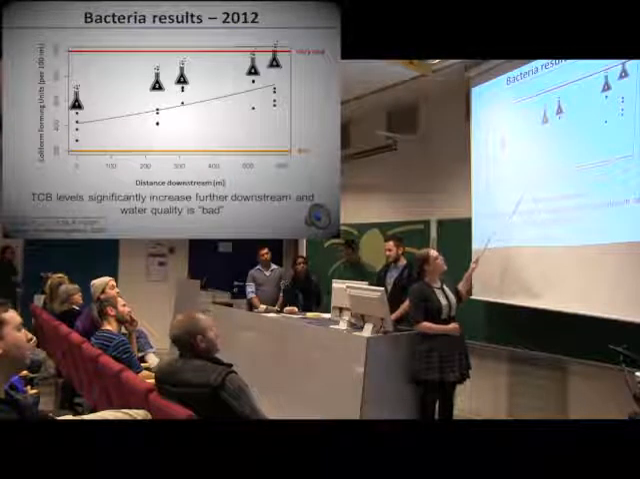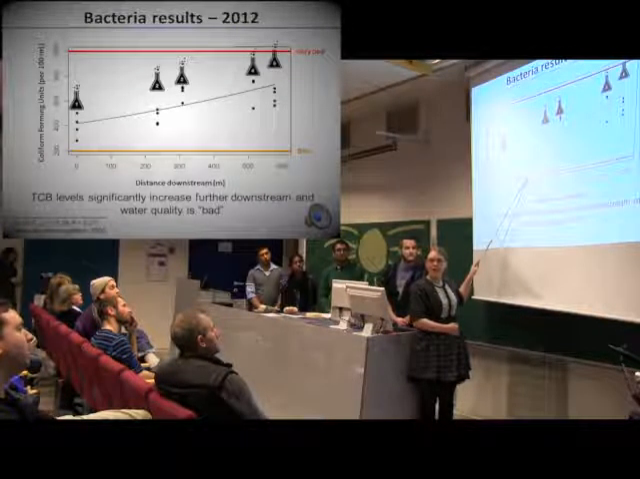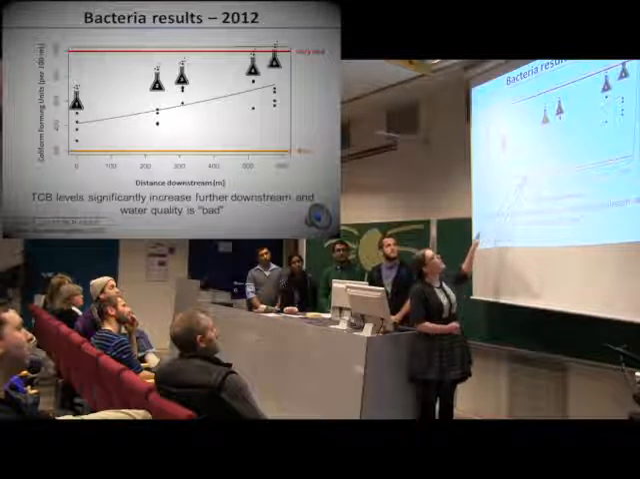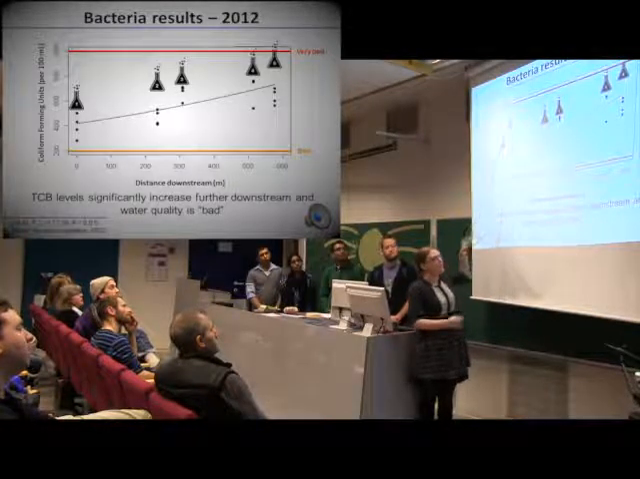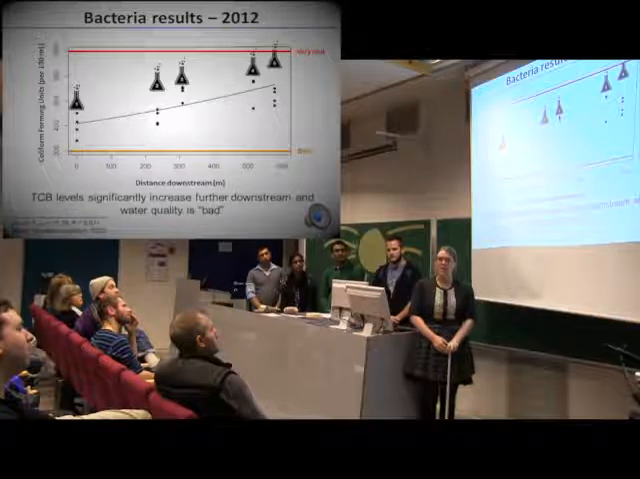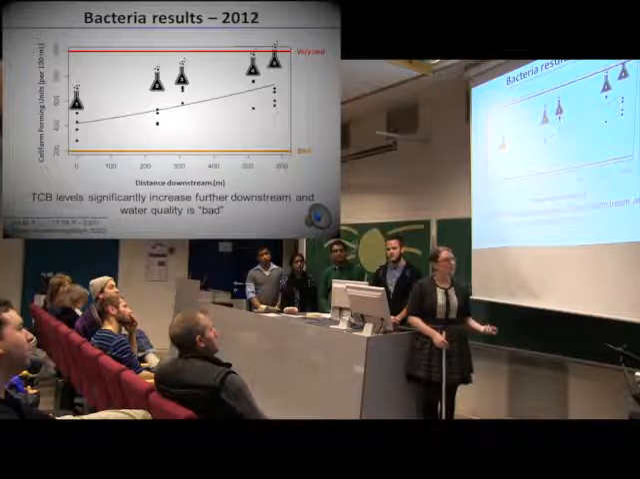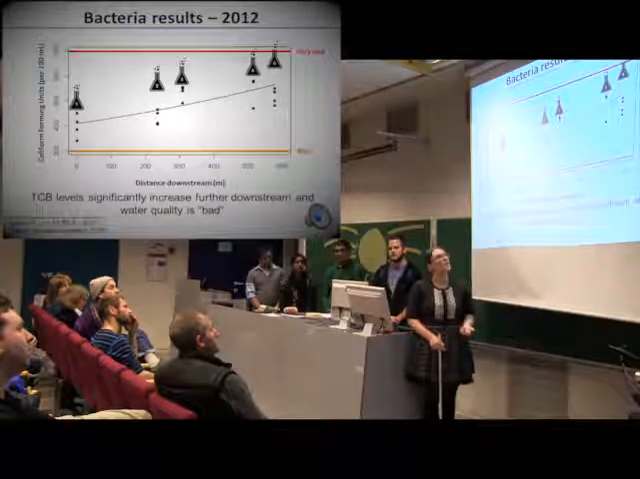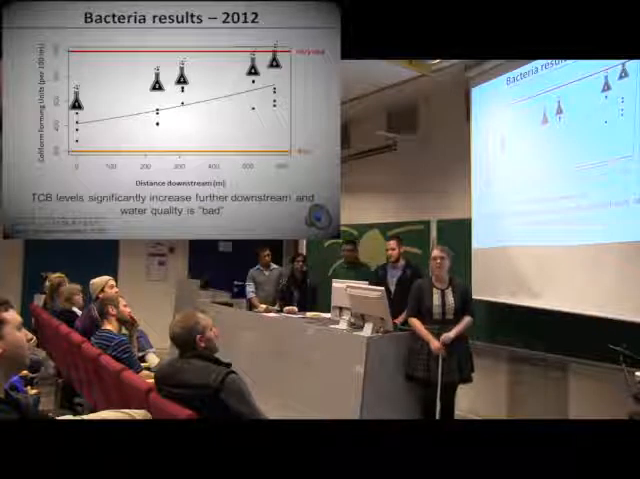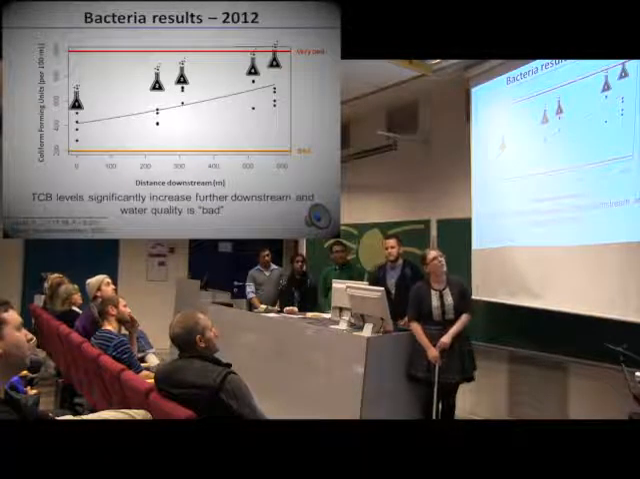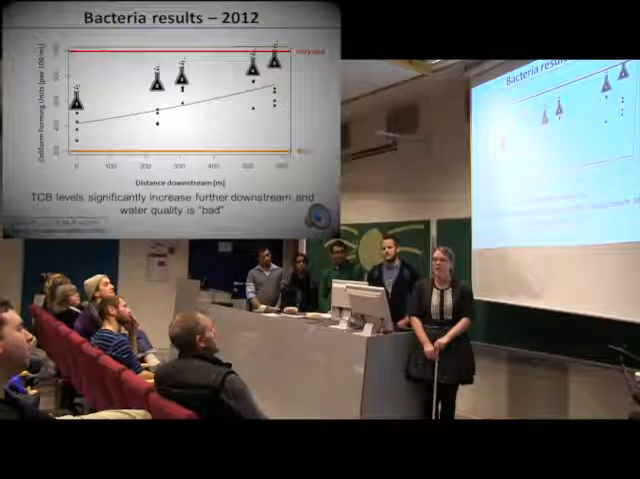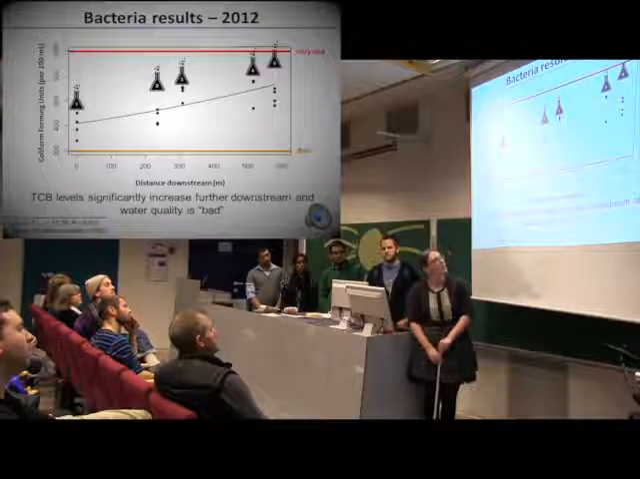And the orange line is the lower limit of bad water quality, and that's the lower limit for very bad. So based on this, we can say that our water quality based on TCB was bad. And we got the numbers from the municipality pollution agency that we used.